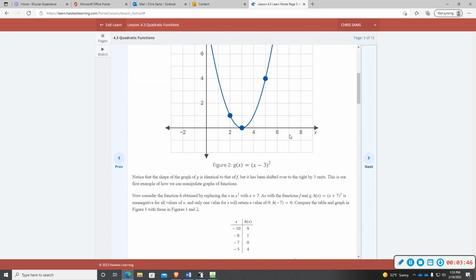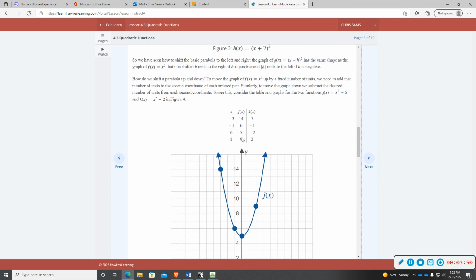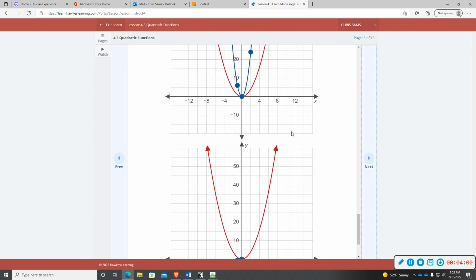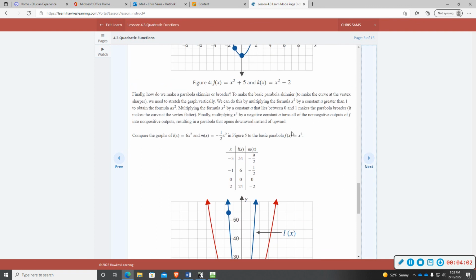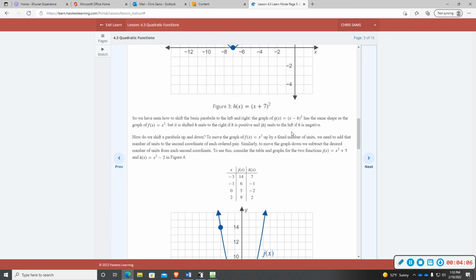Some more examples, some more images that they give you talking about some of those properties. Again, I'm going to go over all of this for you in the video examples when we start working the examples in Hawkes. It looks like they're already talking about the transformations.